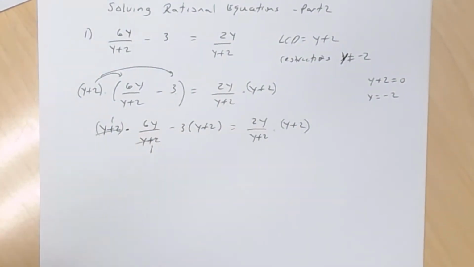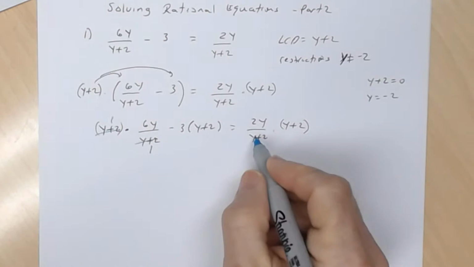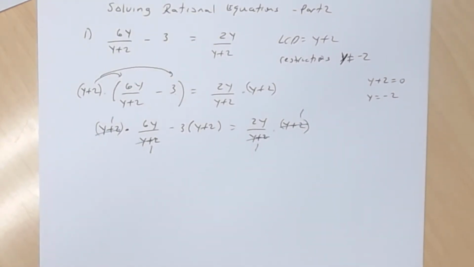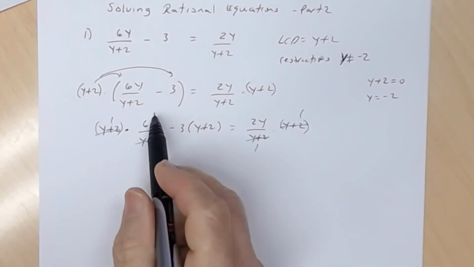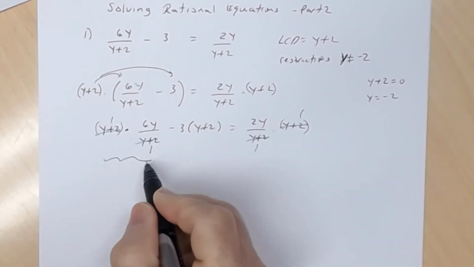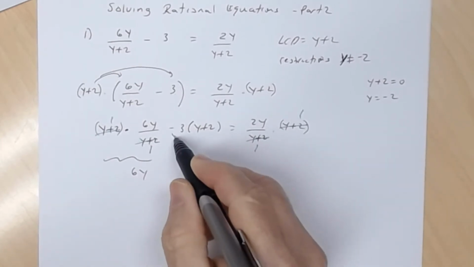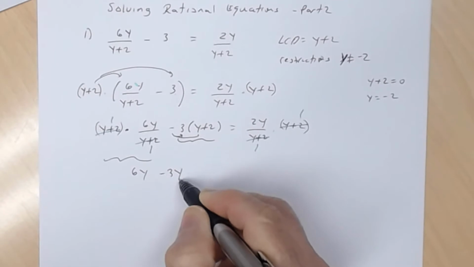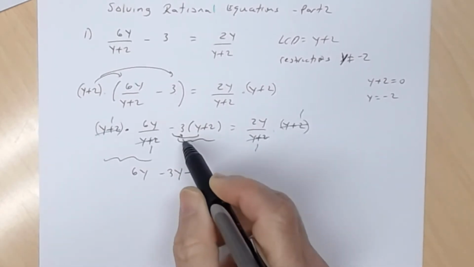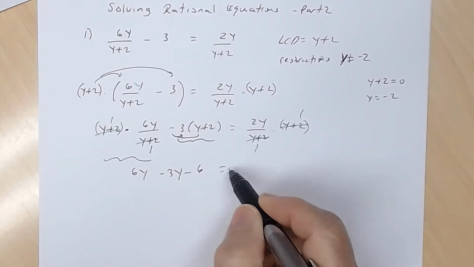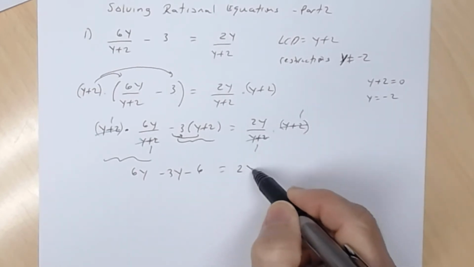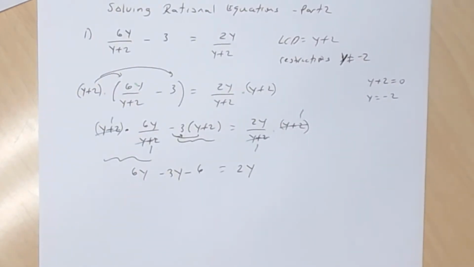Each y plus 2 divided by y plus 2 is 1. And so now look at what we get. We get 1 times 6y is 6y. Distributing the negative 3 here, I get negative 3y minus 6. Okay? Equal 2y times 1 is 2y. All right, so that's what I have.